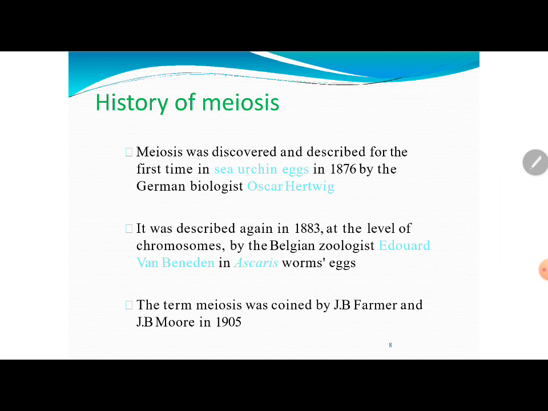Meiosis was first discovered and described in sea urchin eggs in the year 1876 by a German biologist called Oscar Hertwig. It was described again in 1883 at the level of chromosomes by a Belgian zoologist called Edouard van Beneden in Ascaris worms. But the term meiosis was coined by J.B. Farmer and J.E. Moore in the year 1905.